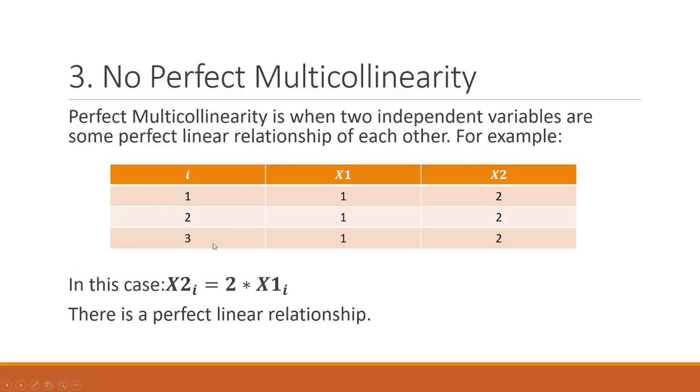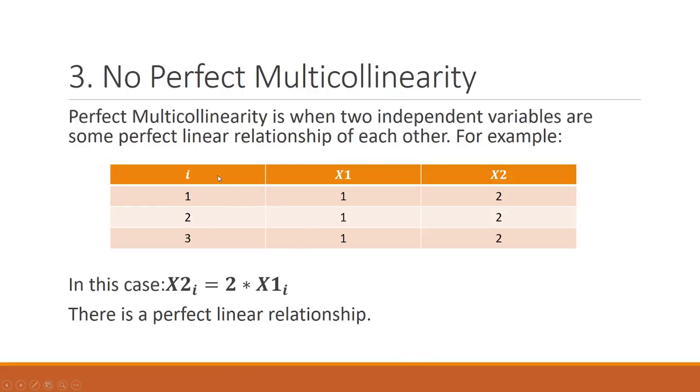What is multicollinearity? Assumption number 3 says that there is no perfect multicollinearity in the model. Perfect multicollinearity is when two independent variables have a perfect linear relationship with each other. Or two or more; it could be more than two. We'll see an example of more than two later.